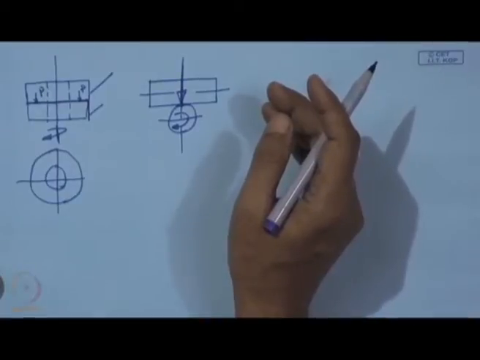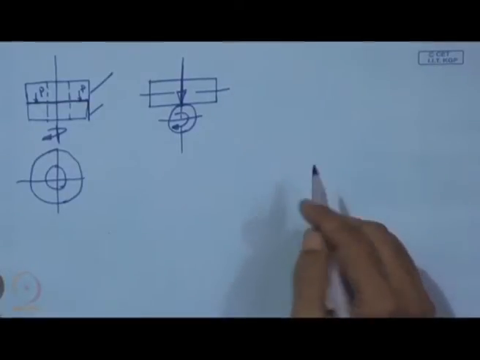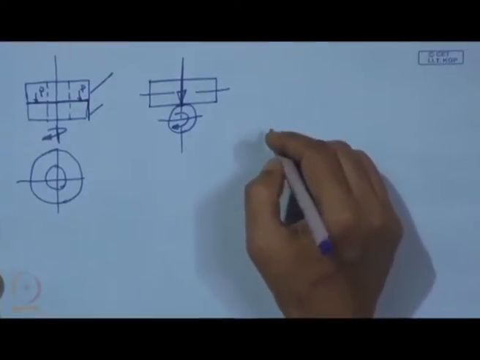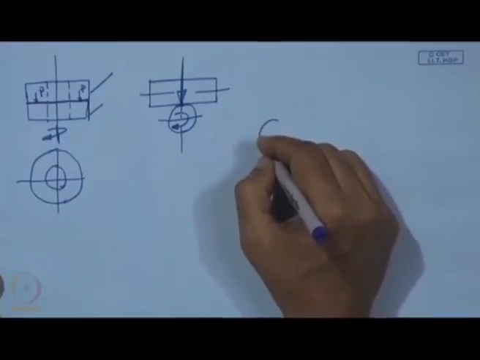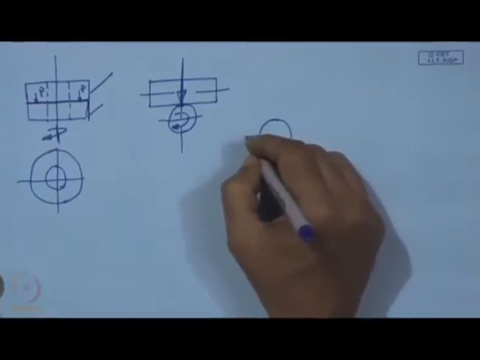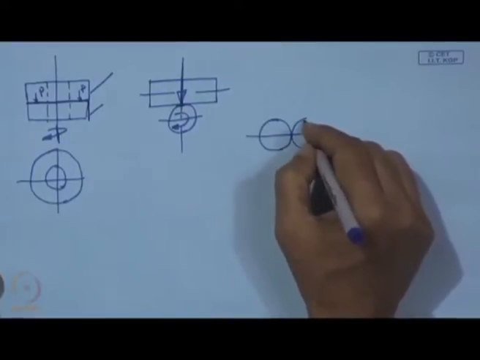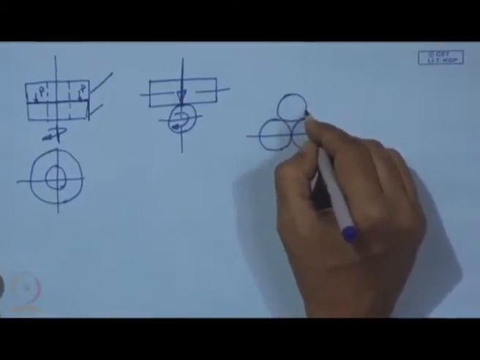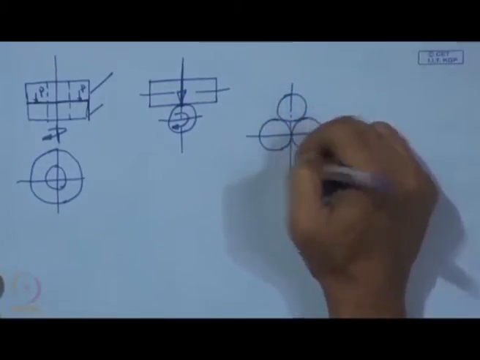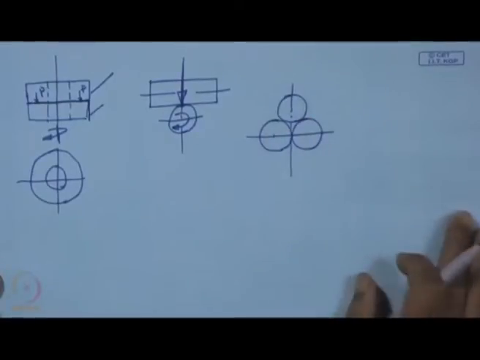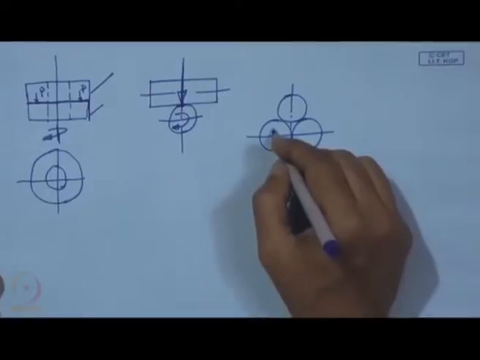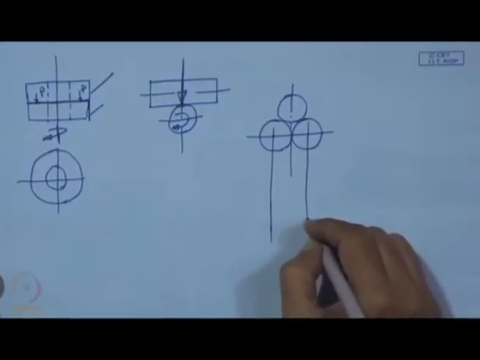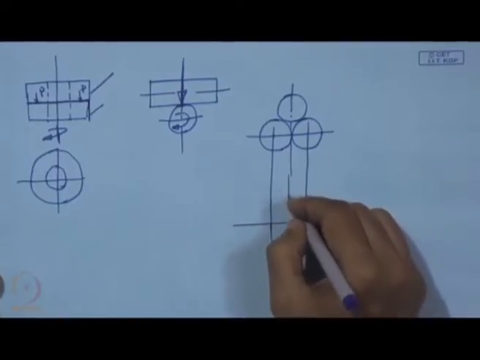Now, 4-ball tester. 4-ball means, if we see the top view, then we have 3 balls here. This is the top view, and then we have the third one. It is something like this. So, that is the top view, and all are resting on a horizontal plane. And if we now consider the front view, what are we going to get here?